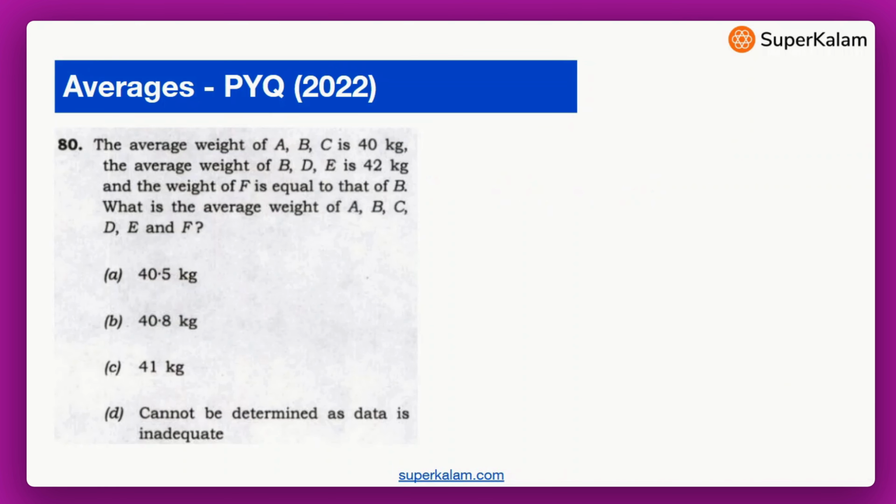Now let's look at the PYQs of this concept. The first question is from the 2022 CSAT paper. It says that the average weight of A, B, C is 40 kg and the average weight of B, D, E is 42 kg. The third thing given is that the weight of F is equal to B. The question is asking what is the average weight of A, B, C, D, E and F.